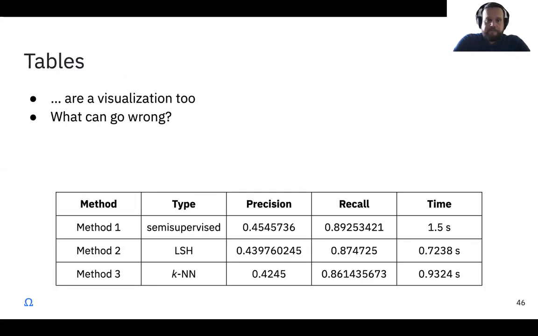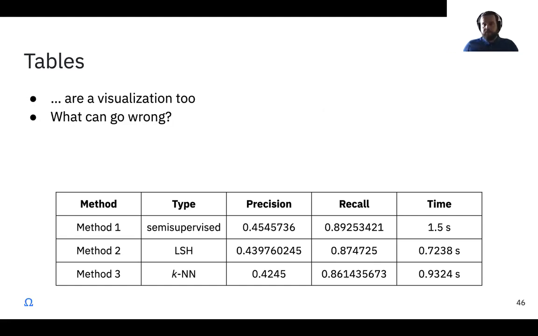So let's start with tables. As we discussed in the history part, those are a visualization tool, right? And I mean, what can go wrong with a table? So what you see below is a pretty standard looking table from some scientific paper. I mean, this does not come from a particular scientific paper. It's a made up table by me, but it nicely summarizes what we often see when reading about results of scientific experiments. You have your methods. They are classified by type.